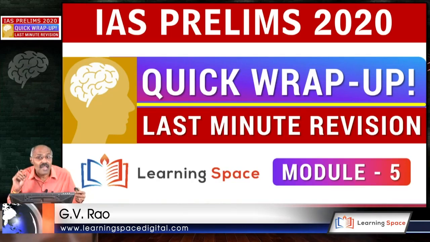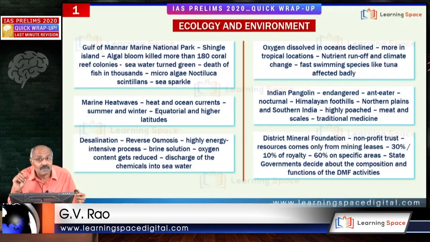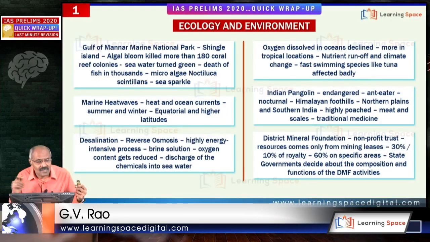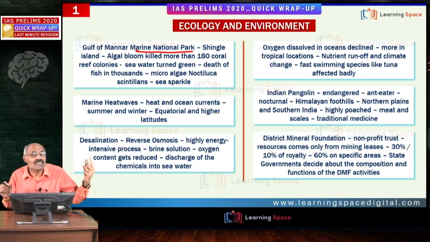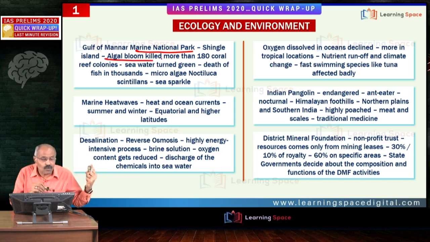Fifth module, exclusively ecology and environment. Most important from your prelims perspective, let us start with this Gulf of Mannar Marine National Park. This shingle island, which is part of this Gulf of Mannar Marine National Park, was in the news last year because of algal bloom.